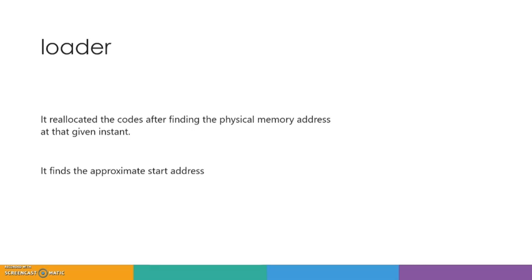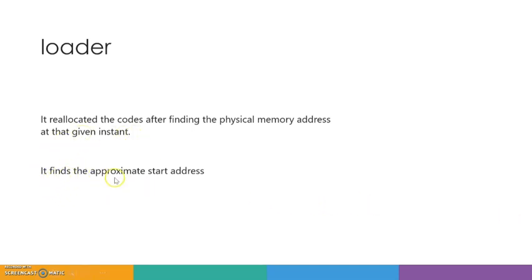So the loader reallocates the code after finding the physical memory address at that given instant. After you perform either assembling or compiling and then linking of object files together, the next thing we are going to do is reallocating the code based on the physical memory address. When these codes are converted to object codes and we combine them together, the memory addresses will vary. So based on that, we are going to reallocate the codes after finding the physical memory address that is present at that given point.